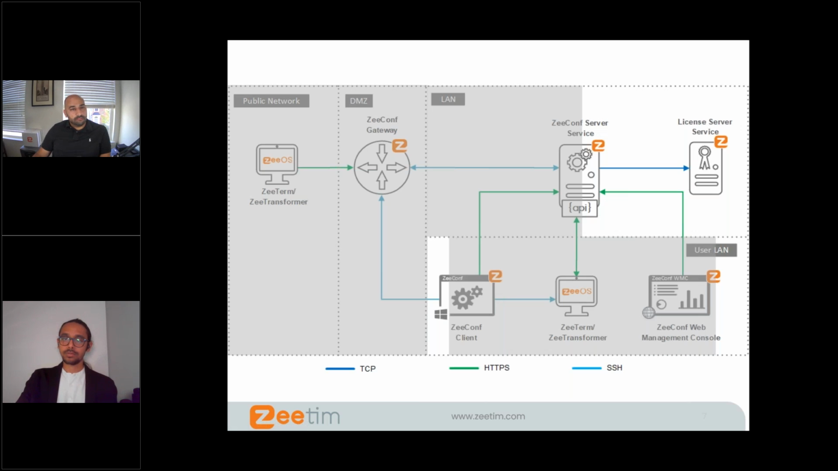Moving forward, we have the backend of the solution. There are mainly two main things there. The first is the ZeeConf server service. This acts as an orchestrator, and it is responsible for communicating across all the different components that we have, whether it's the gateway, the management tool, or the endpoint devices. The second one is the license server service, which is responsible for providing the license for the endpoint devices.